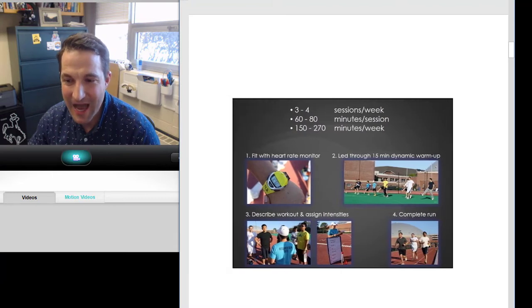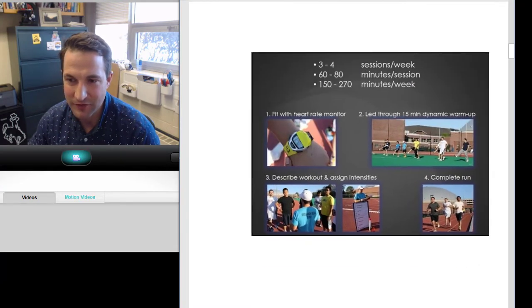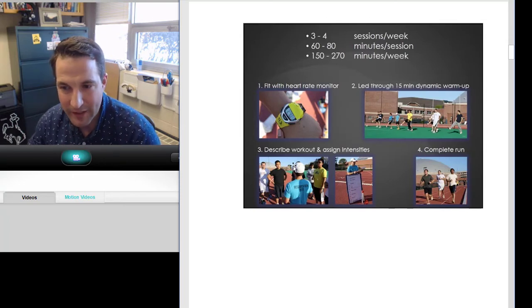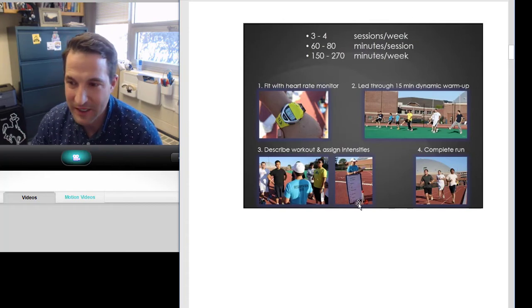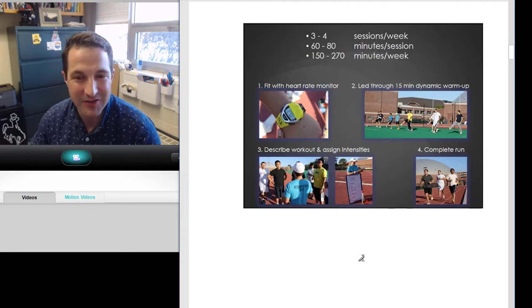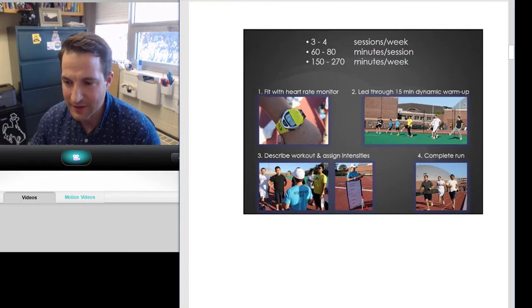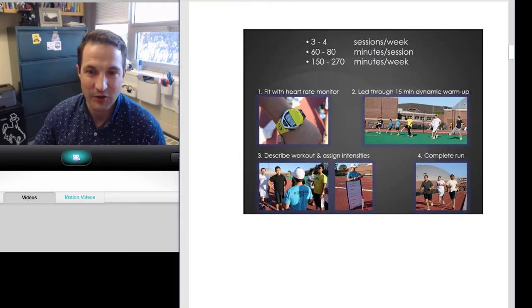Here's an example of a not great one that I used during my overall defense. And we were looking at the type of running. It was 3 to 4 sessions a week, 60 to 80 minutes per session, and a variation from 150 to 270 minutes per week of running. And we said, okay, on their days, they would be fit with their heart rate monitor first, then they would do a warm-up, then they would have the workout described to them and have their exercise intensity assigned based on this big giant RPE chart that I made, and then they do the run. Okay, doesn't give you a lot of information, but I wanted to give you a picture of kind of where I was back in the day when I started making these and where we've kind of moved since then, and how we can get better.